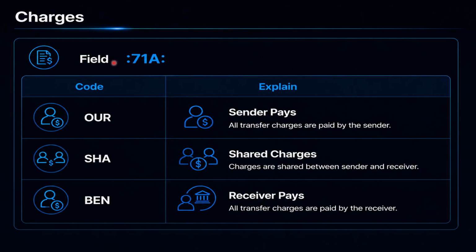Charges. Field 71A specifies who pays the transfer charges. There are 3 options. OUR means the sender pays all transfer charges. SHA means the charges are shared between the sender and the receiver. BEN means the beneficiary pays the transfer charges. This field determines the final amount that the beneficiary receives.